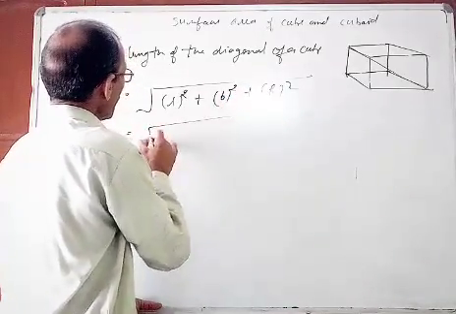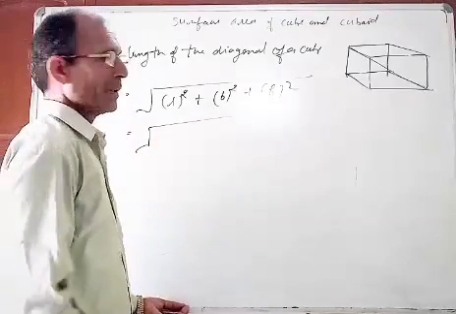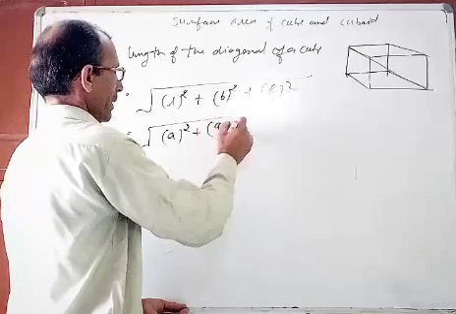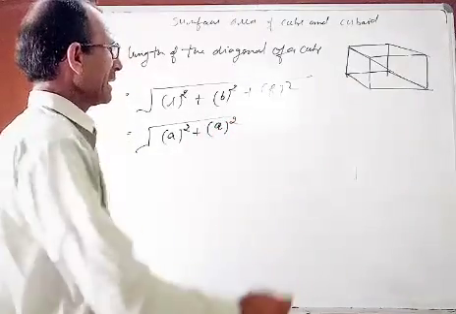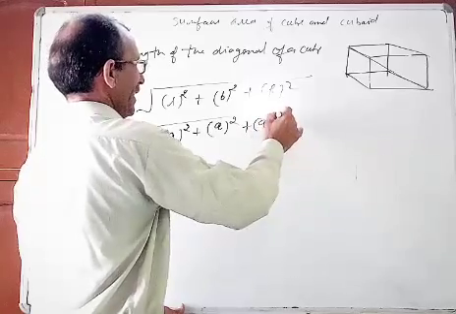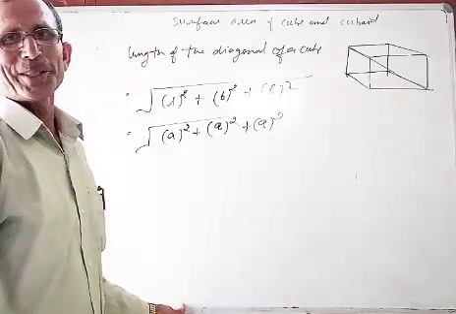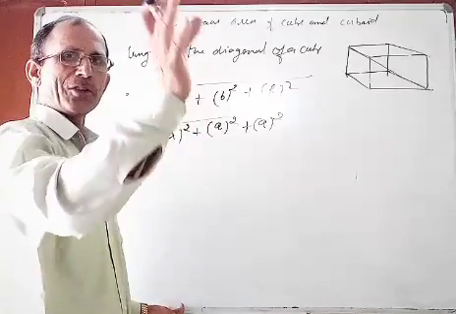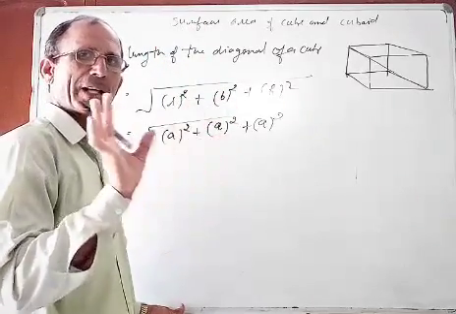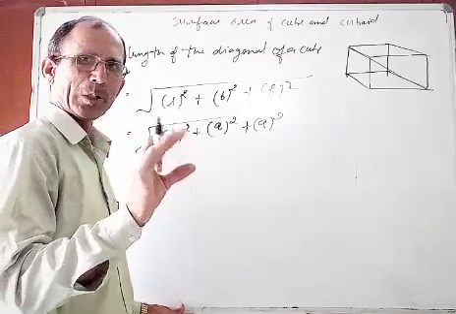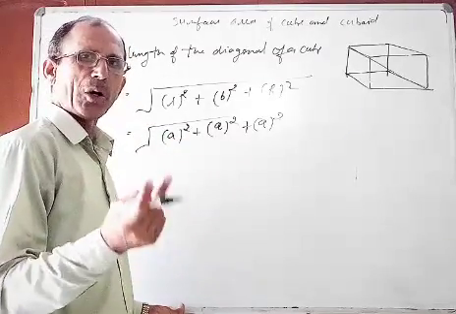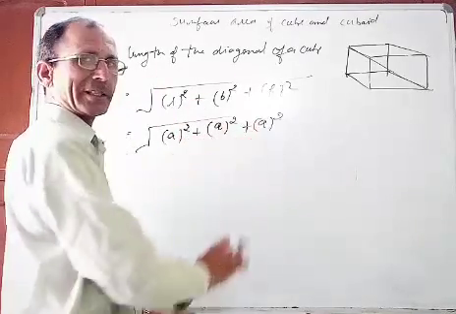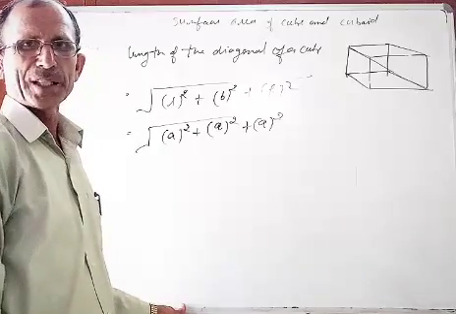But in a cube, all the sides are equal. So you can write here A square, breadth also A square, plus height A square. Any doubt, any confusion? Okay. Try to understand. There should be no confusion because all the faces of a cuboid are rectangular, therefore length and breadth are there. But in a cube, all the faces are square, so all the sides are equal. So A square plus A square plus A square. Up to here, any doubt, any confusion?